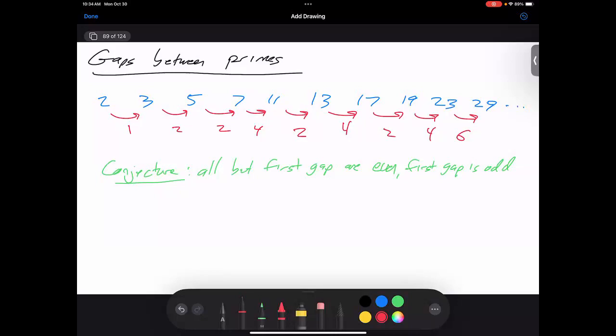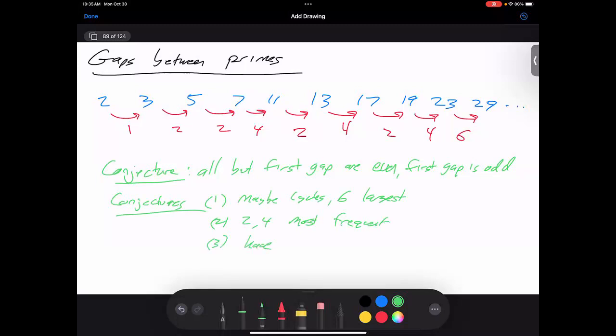So again, your conjectures could be wrong, but when you look at this, what might you conjecture? Sure. Maybe cycles. So maybe cycles, 6 is the largest. Maybe 2 and 4 are the most frequent. Maybe we have 2, 4 infinitely often. And maybe gaps get arbitrarily large.